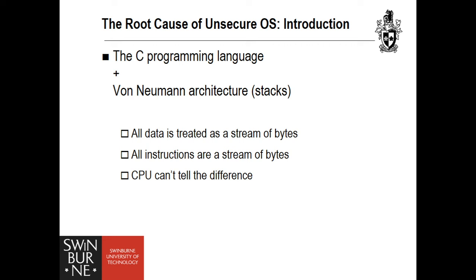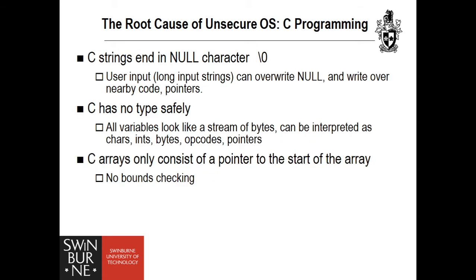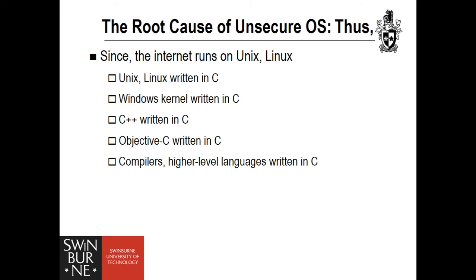There is a root cause in the insecure OS. It starts from the C program, because C is considered a low-level programming language. At that time, it was combined with the von Neumann architecture. This made all data treated as a stream of bytes, and all instructions a stream of bytes. C strings end in a null character. C has no type safety. A C array only consists of a pointer to the start of the array.